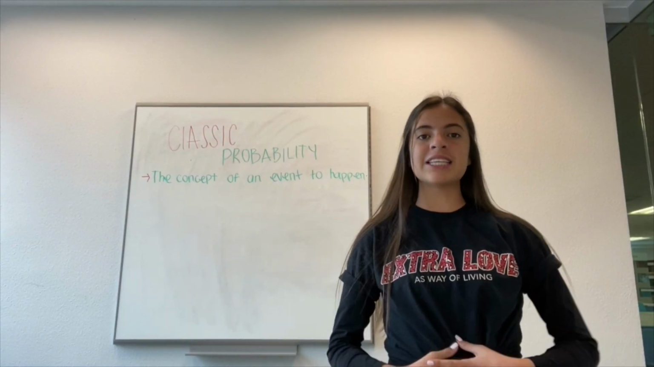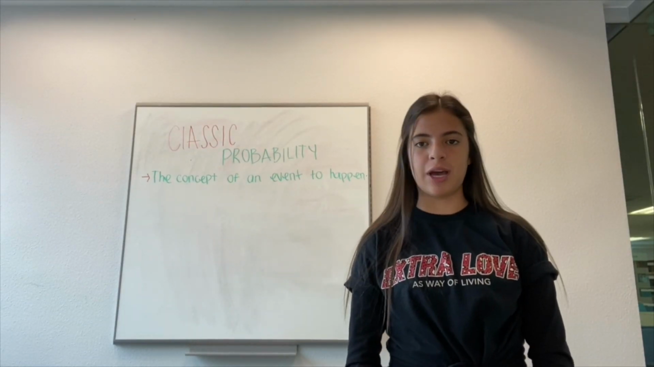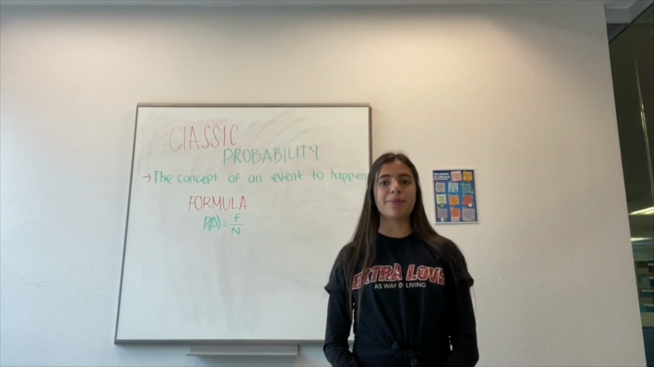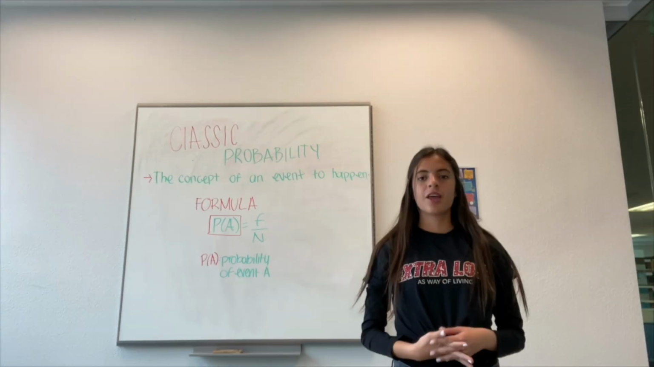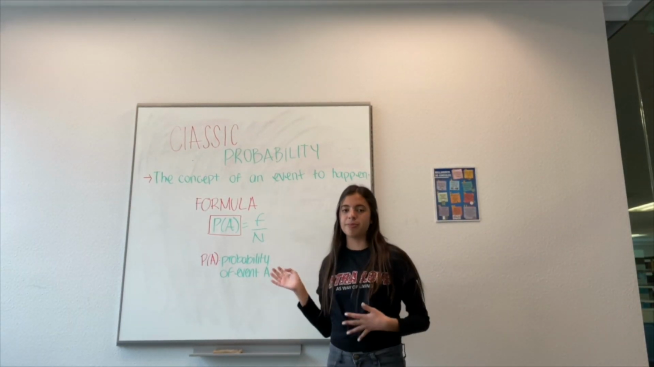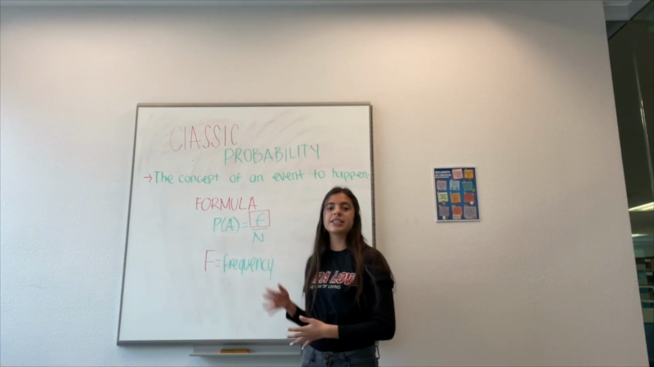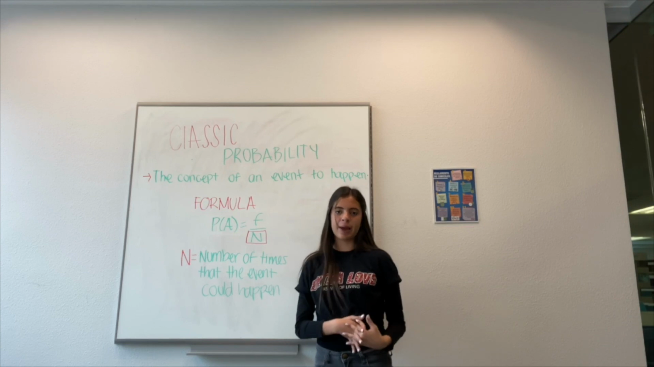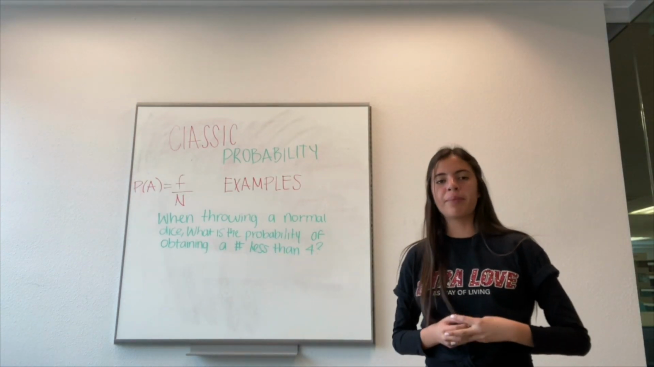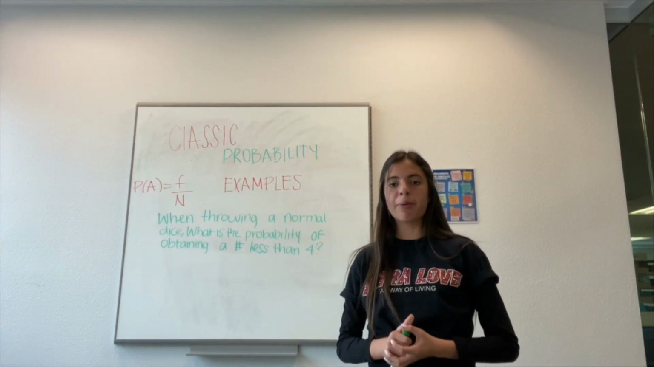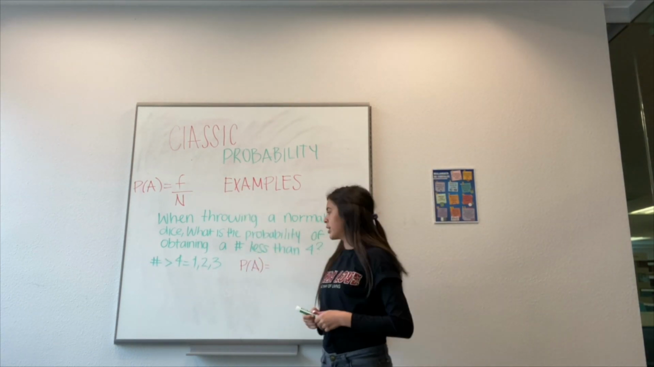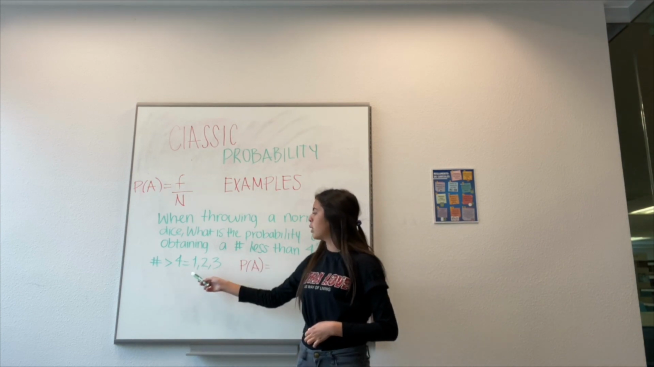Classic probability. Classic probability is the concept of an event to happen. The formula to get the classic probability is by dividing the number of times the event can happen over the number of possible events. P is the probability of event A. F is our frequency. N is the number of times that an event can happen. An example can be, when throwing a normal dice, what is the probability of obtaining a number that is less than 4? F would be 3, because the possible numbers less than 4 are 1, 2, and 3.